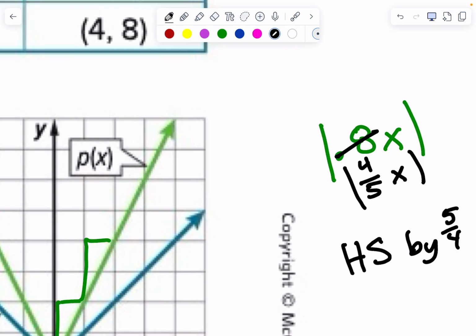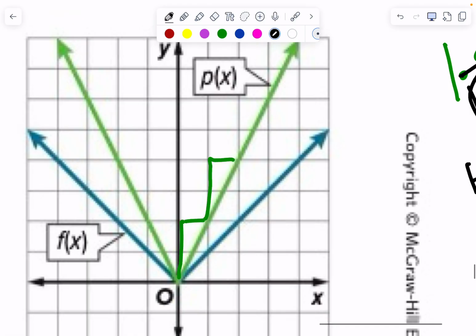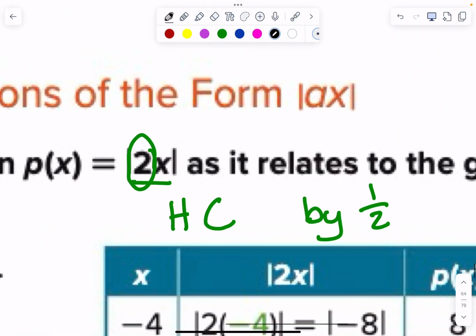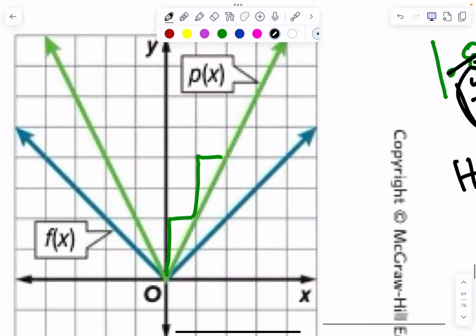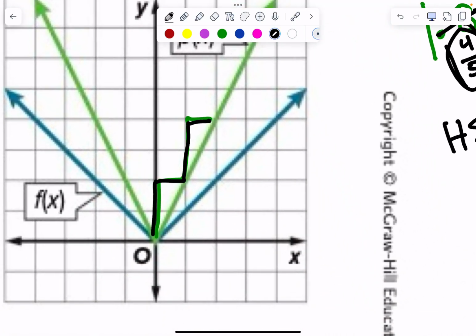So he's still going to get graphed like with the slope of 4/5. Yep. So like up 4/5. Like kind of like this one was still, even though it was a 2 inside of there, it's a horizontal compression by 1/2, yes, but it's going to go up 2/1, up 2/1. So you still graph him as the number inside of the equation.